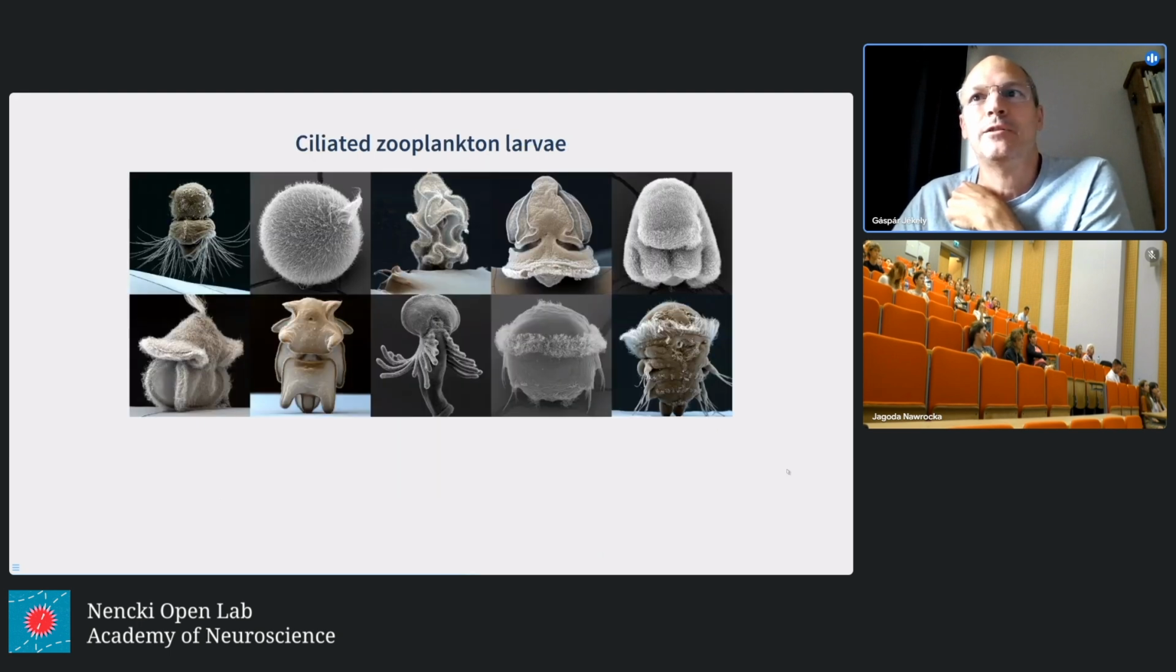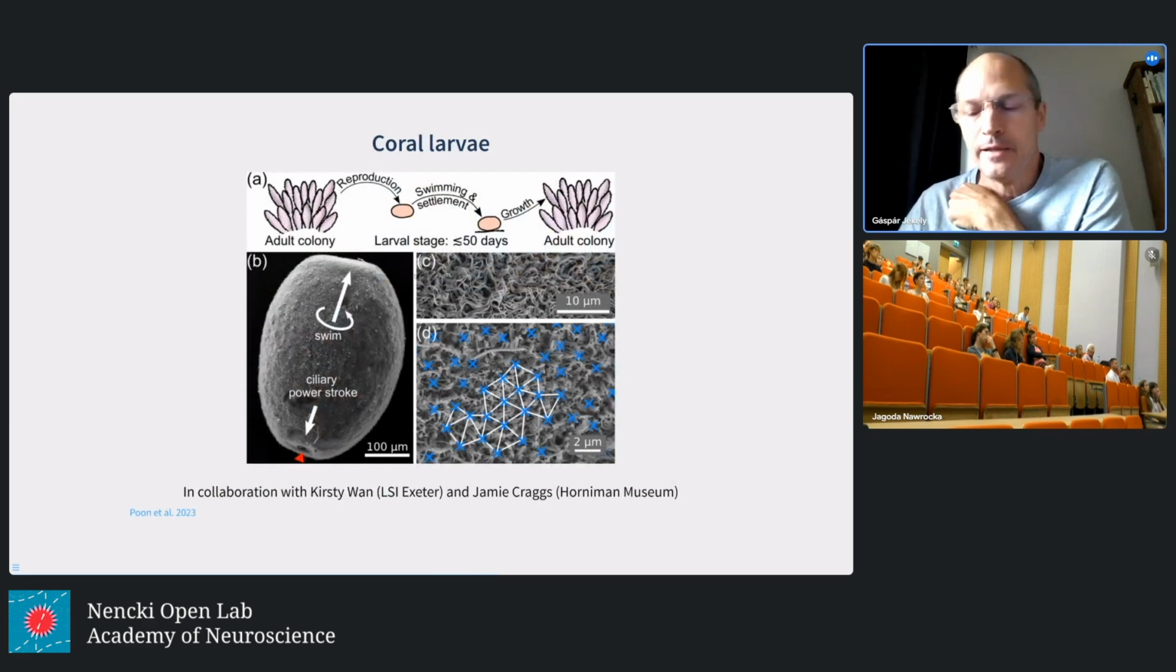So this is again just some beautiful scanning electron micrographs of the diversity of ciliated zooplankton. And we can find eyes in different orientation and configuration and in many of these various larvae. So the first project I will briefly introduce is the coral larvae. So corals also reproduce by these swimming ciliated larvae that look like this, are completely covered with cilia, but they don't have any eyes.